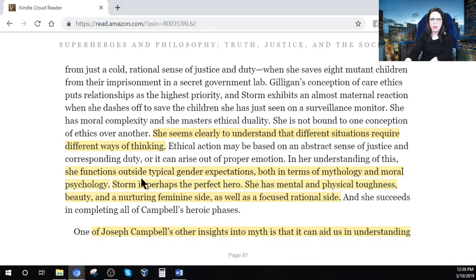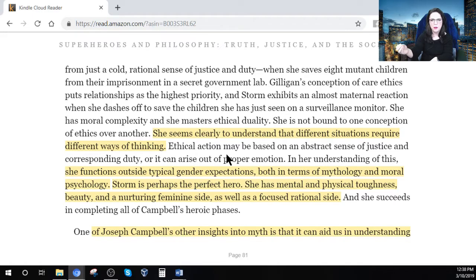If you move on to page 81, she applies Gilligan's conception of care ethics to Storm. And she says Storm exhibits an almost maternal reaction when she dashes off to save the children she has just seen on a surveillance monitor. This is during the X2 film. She has a moral complexity, and she masters ethical duality. She's not bound to one conception of ethics over another. She seems to clearly understand that different situations require different ways of thinking.